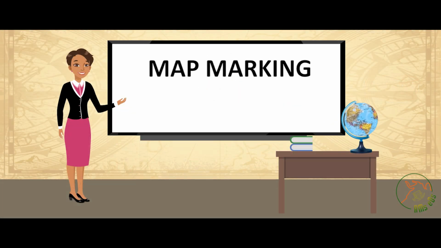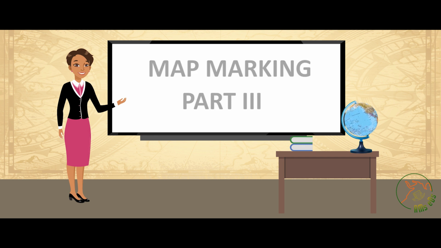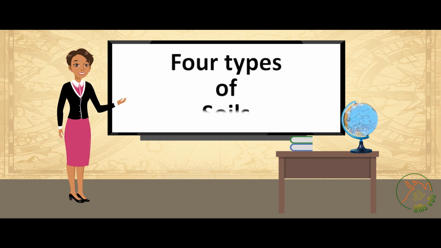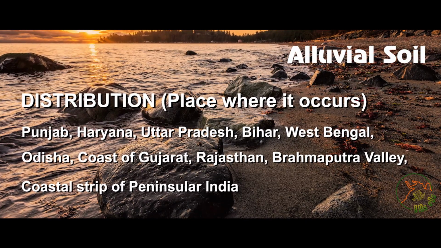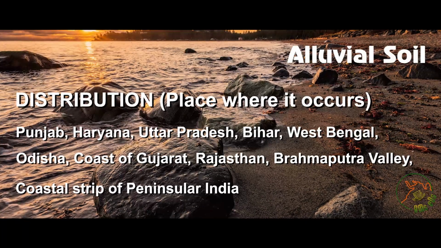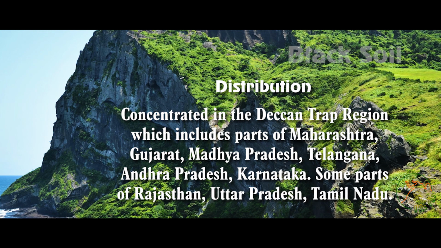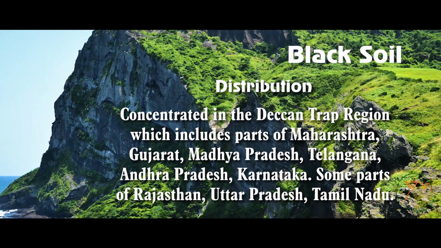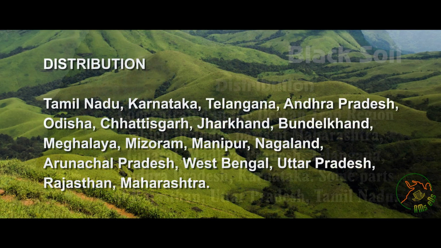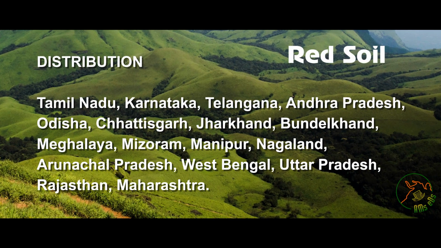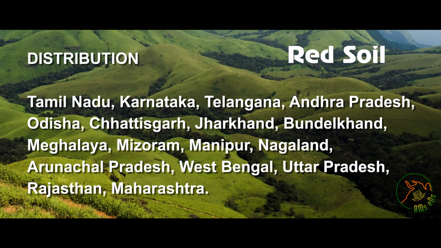In this session of Part 3, I will discuss the marking of the 4 types of soils on the outline map. The marking is done based on the distribution of each soil that you learnt in the lesson Soil Resources. It is the area where the soil is mostly concentrated that is marked usually.